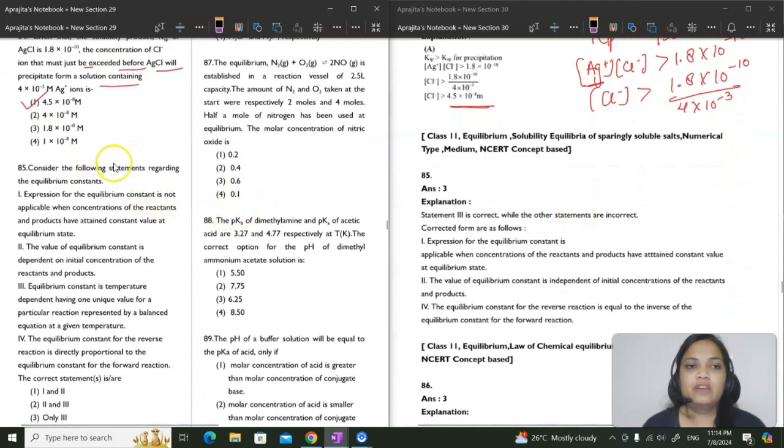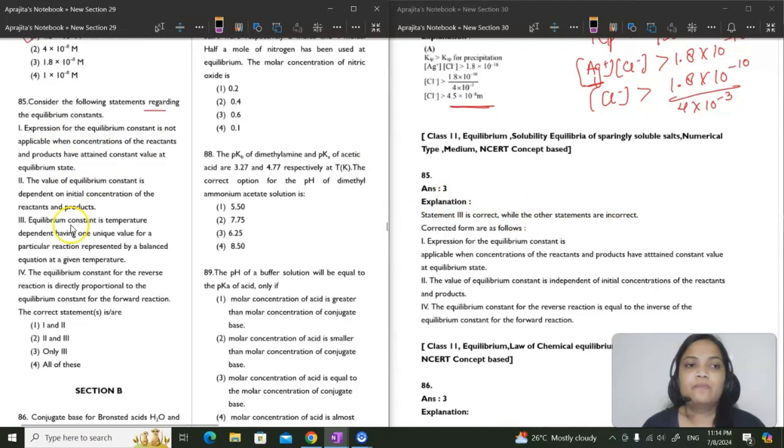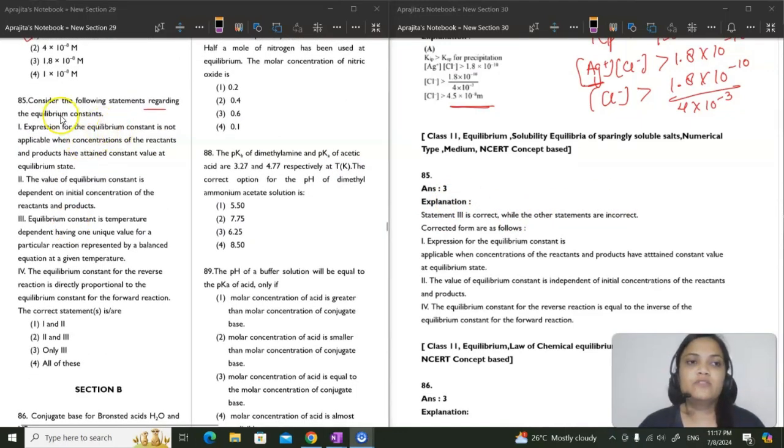Question number 85. We have to consider the following statements regarding the equilibrium constant. The first statement is: expression for equilibrium constant is not applicable when concentration of reactants and products have attained a constant value. It is wrong, because the expression of equilibrium constant is applicable then as well. So this is wrong.